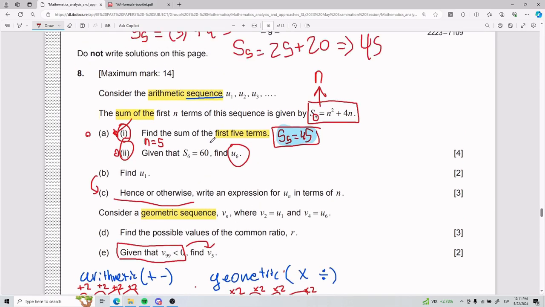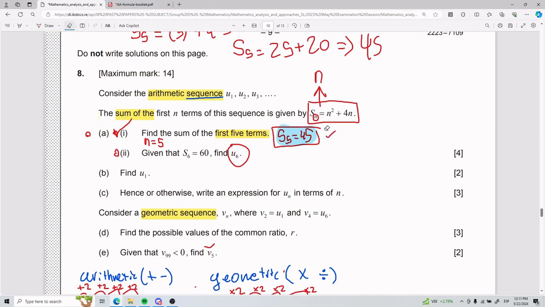Now, just be on the lookout for the word hence. Okay, the IB loves to use the word hence. And just keep it in mind. Okay? Anyways, enough blah blah. For part A, II, they tell you that S of 6 equals 60. You know that S of 5 is 45 from before.